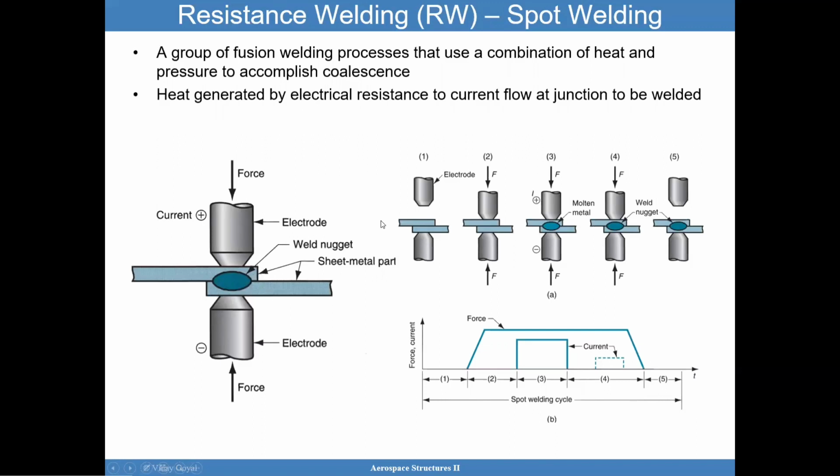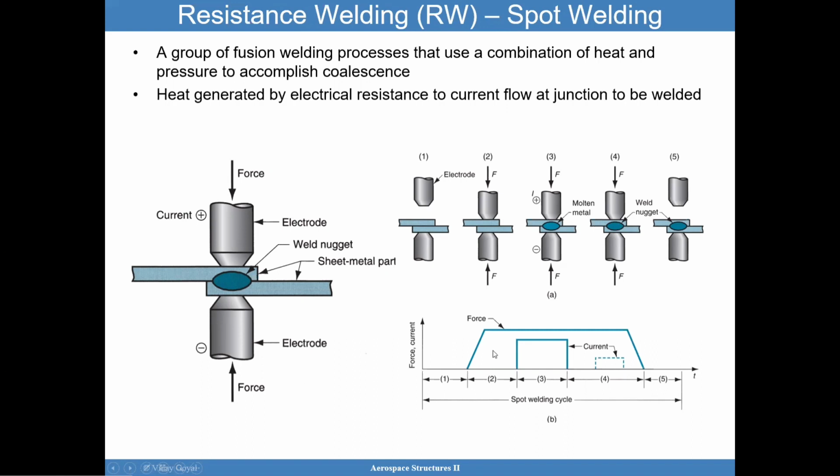You use a combination of heat and pressure to accomplish this coalescence of the materials. The heat is generated by the current that's transmitted through the electrode. The heat generated by electrical resistance to the current flow causes things to get welded. So here's an example. You have the electrodes coming in, the force is applied, and then the current is applied, which heats things up, and then you get the molten metal there, and then you get the weld nugget in there.